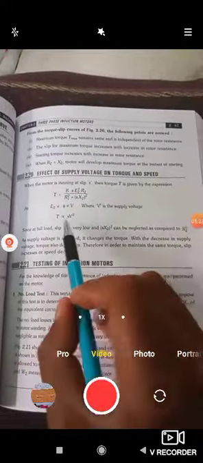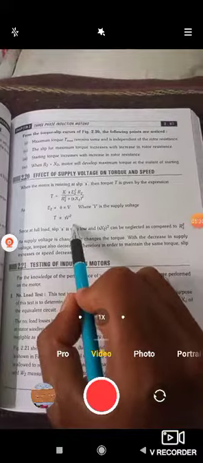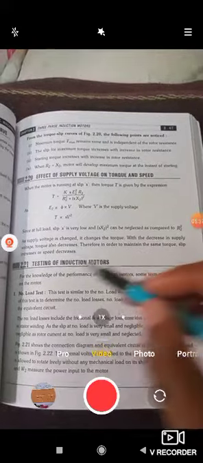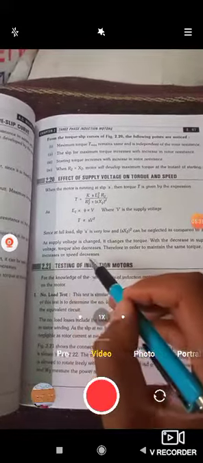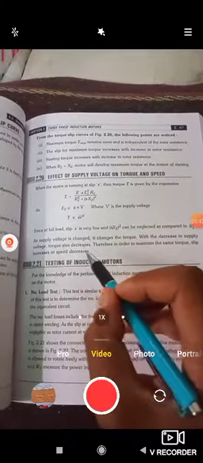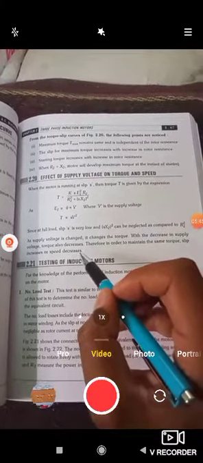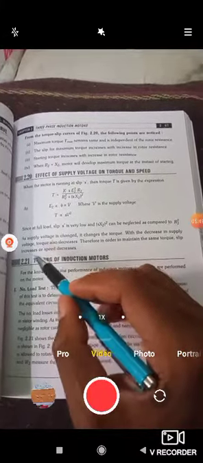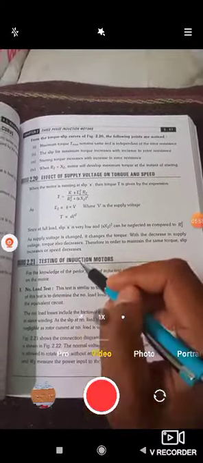With the decrease in supply voltage, torque also decreases because torque is directly proportional to voltage square. Therefore, in order to maintain the same torque, slip increases, or speed decreases. That means if you decrease the voltage, to maintain the same torque the slip increases. Slip increases means speed will decrease. So when you decrease the voltage, speed decreases.